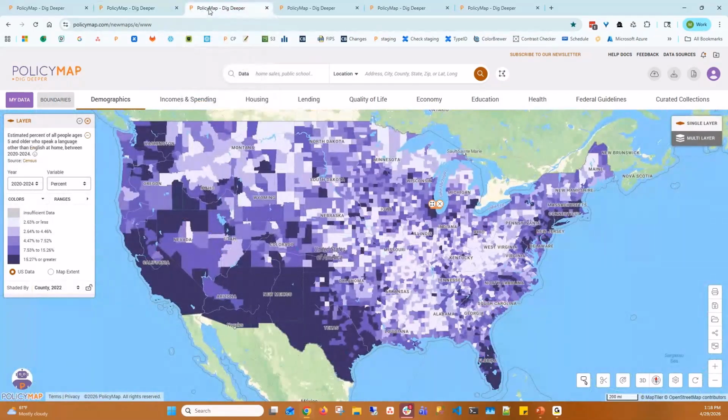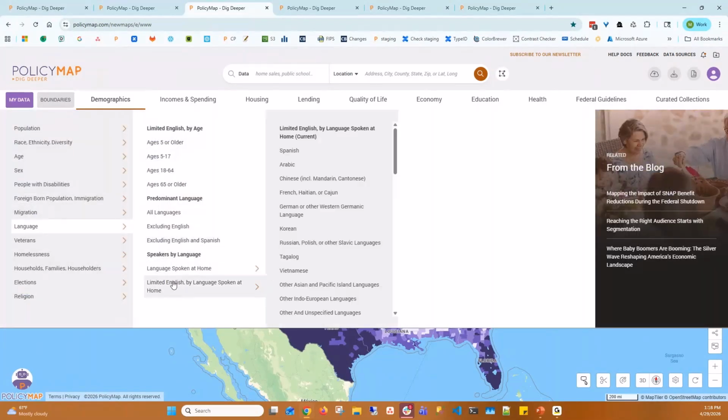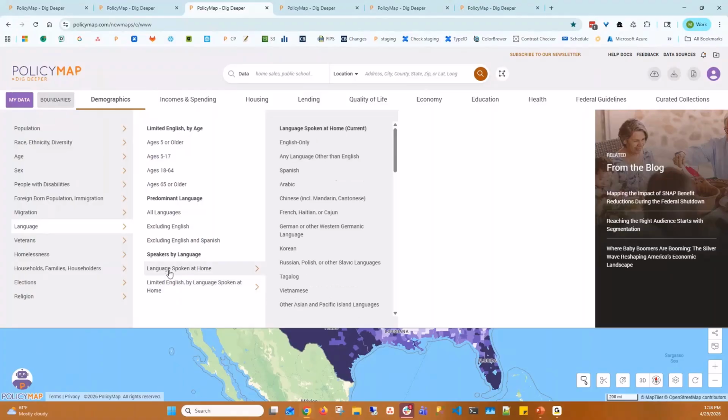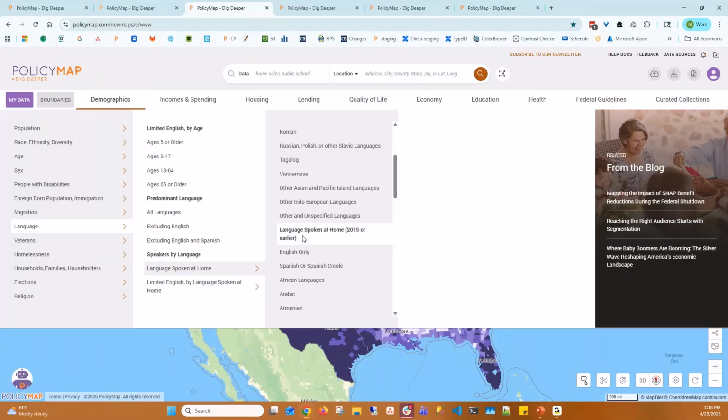All right, so now I'd love us to dive into some of the new and exciting data. As I mentioned, looking at the estimated percent of all people ages 5 and older who speak a language other than English at home. This can be found in the language menu. We have quite a lot of indicators that the census provides around language. As you see, we have language spoken at home current, and if you scroll down, you'll see language spoken at home 2015 or earlier.